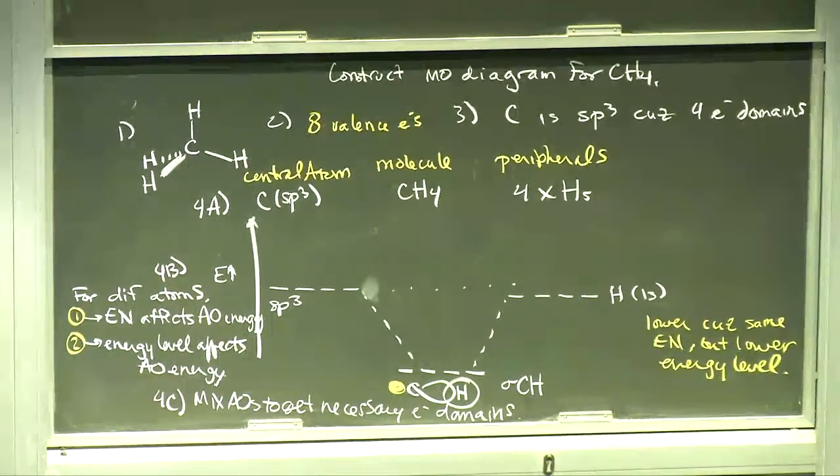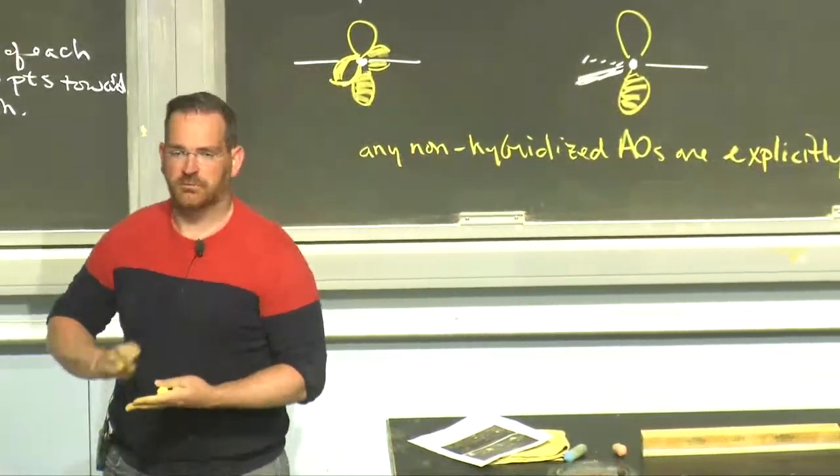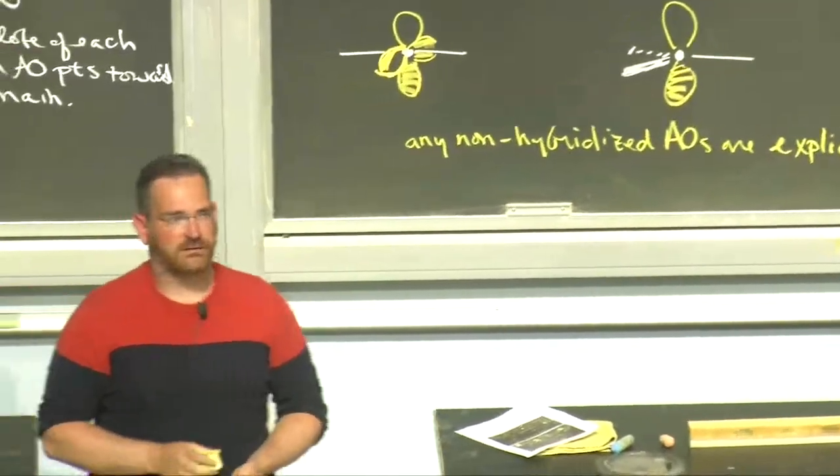What I want you all to do is finish that. What should the anti-bonding look like? Where are the electrons going to go? What is your highest occupied? What is your lowest unoccupied?